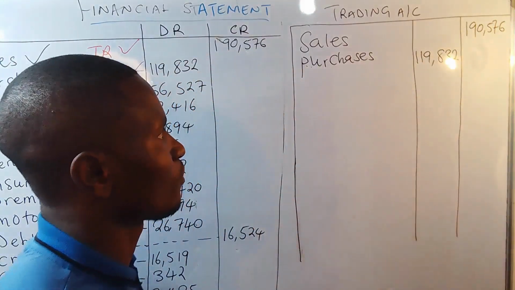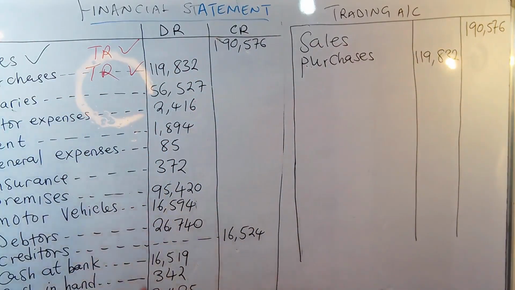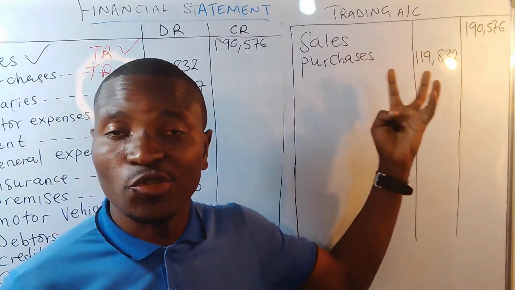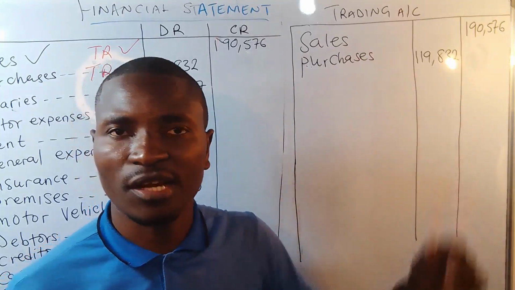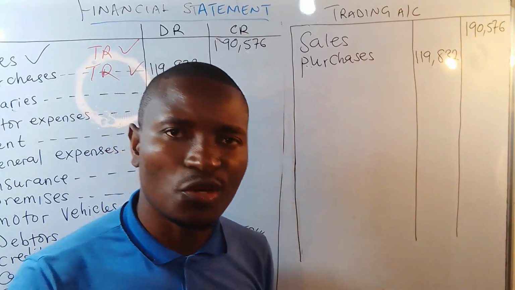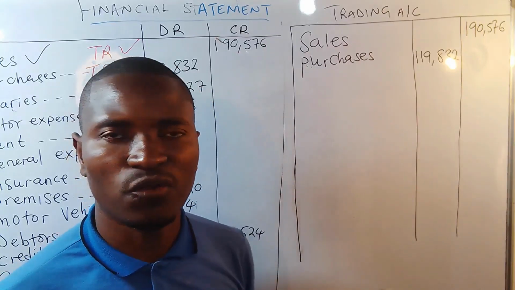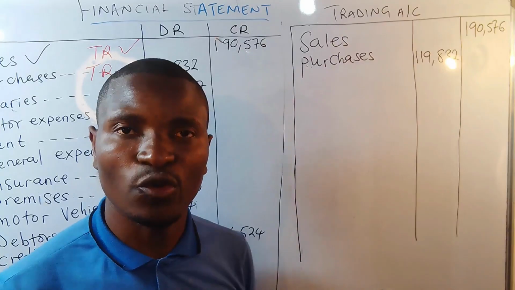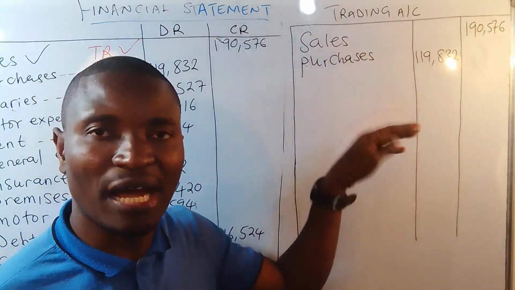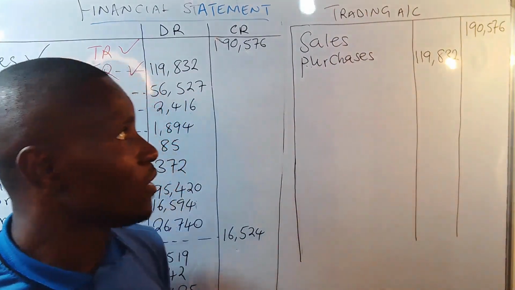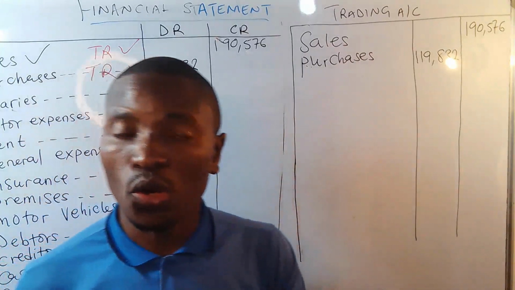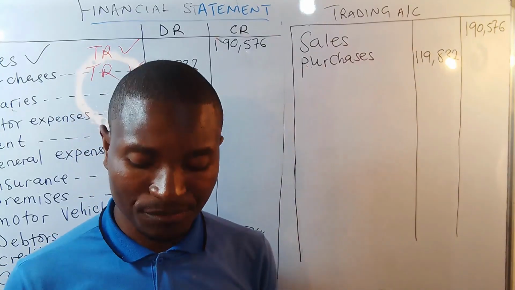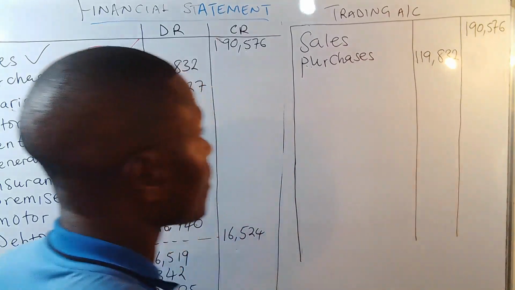Okay. So now, like I mentioned, in the trading account, those are the things that you enter. The only thing is those that deal with the buying and selling of goods and services with a view of making profit. So anything to do with buying and selling, those are the things that we enter. So you're also going to enter the closing stock, which was 12,408.